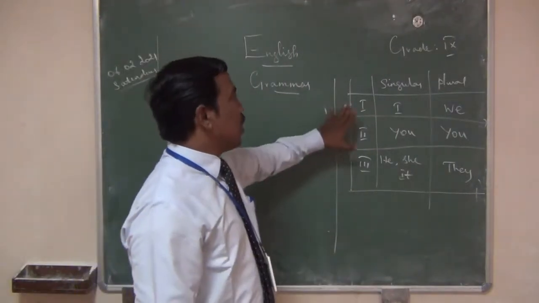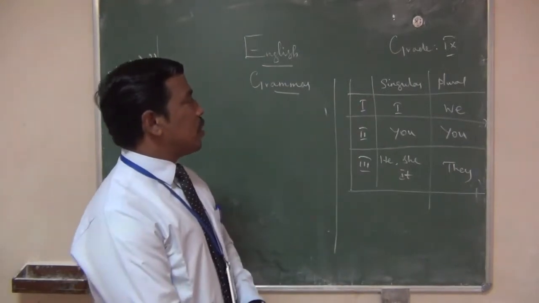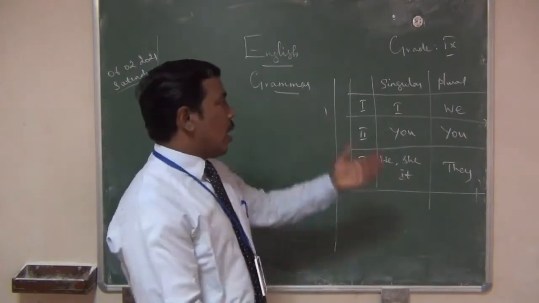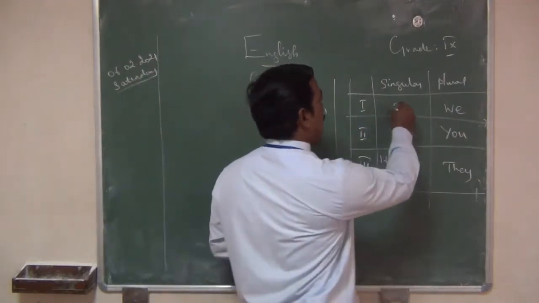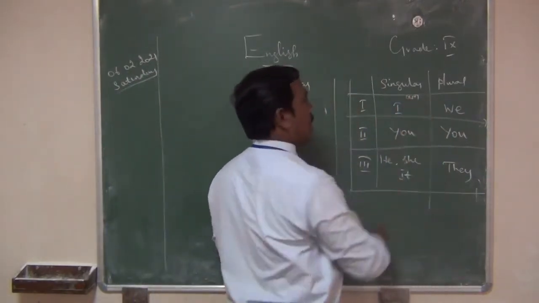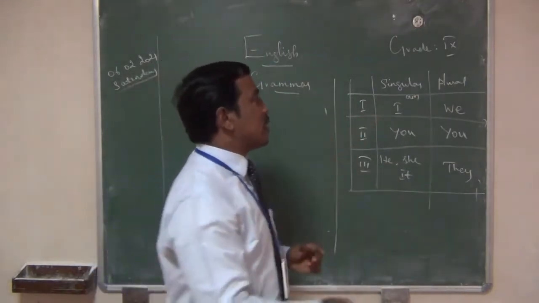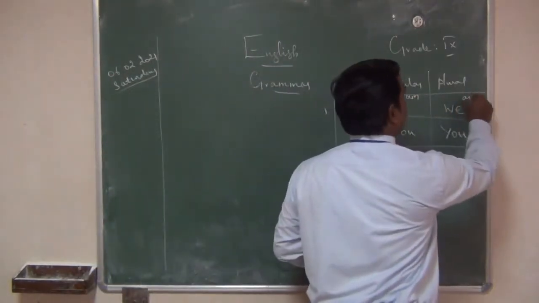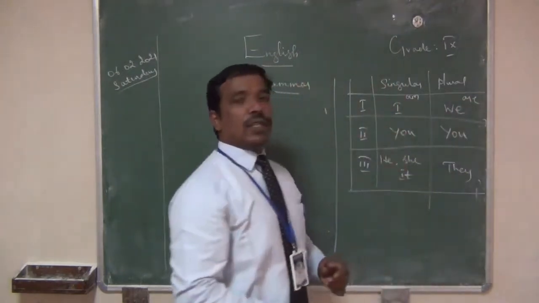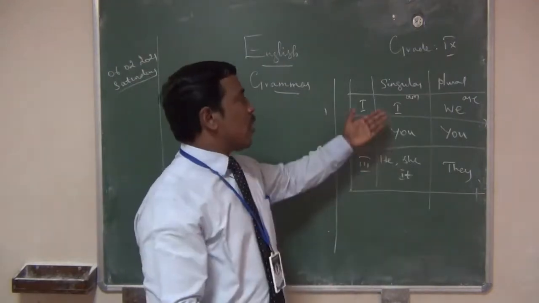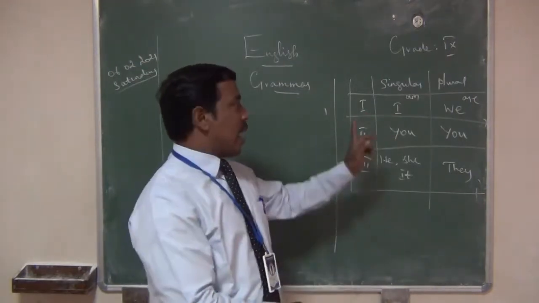Now come to the present tense. How does the subject agree with the verb? I always agrees with am. For present tense, I always agrees with am. We always agrees with are because it is plural. In present tense, I agrees with am alone. So we cannot write I is or I are; we write I am.